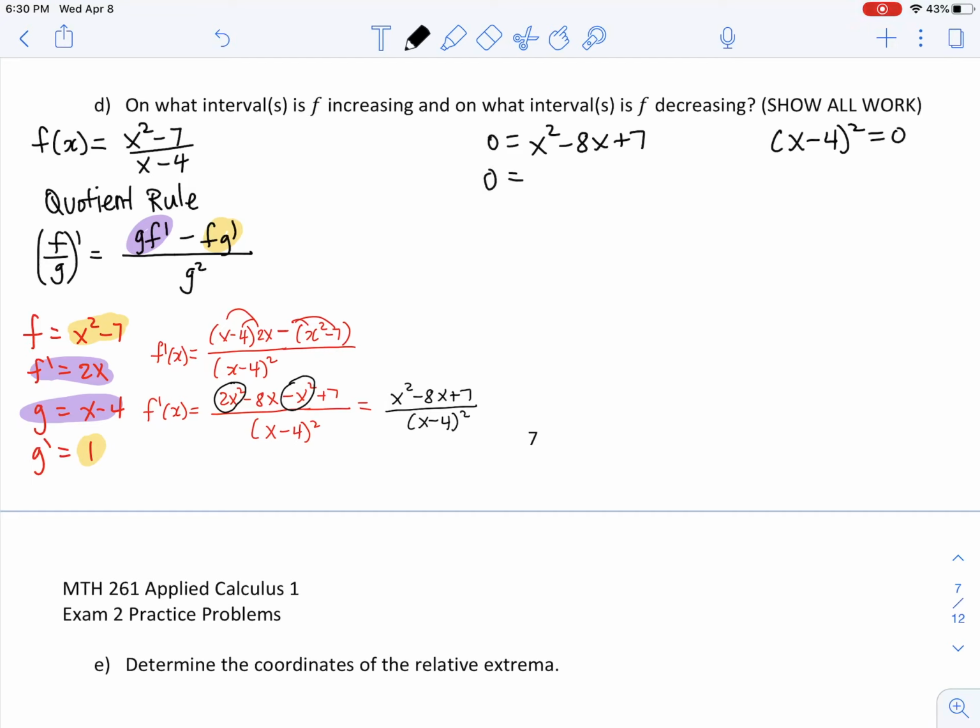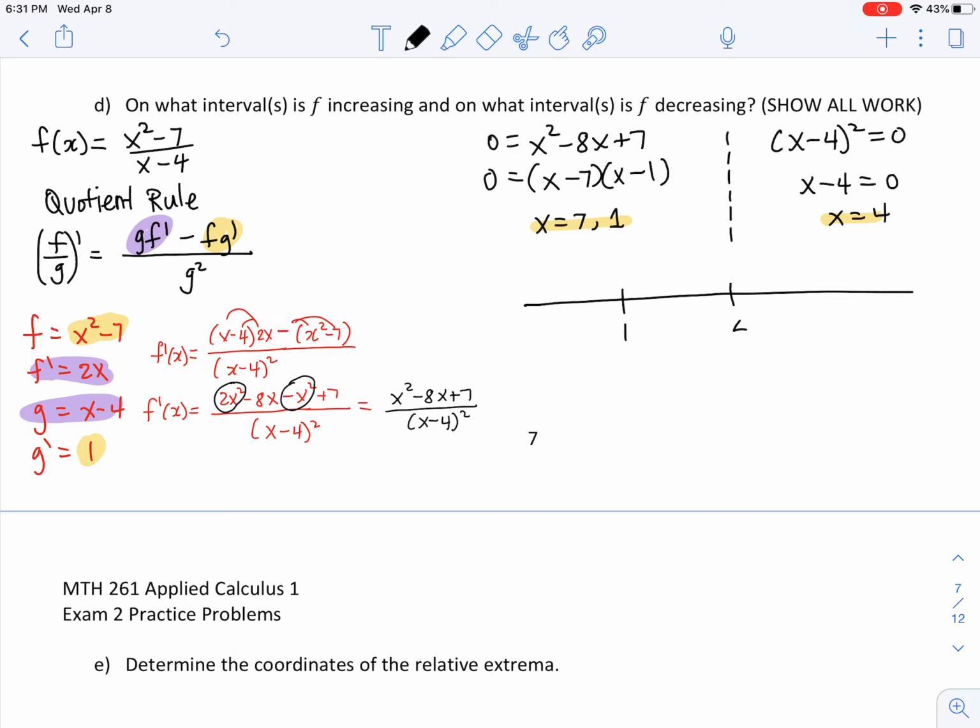So if you solve both of these, we may get a couple of critical values here, right? The two critical values that will make this derivative 0 are 7 and 1. Let's check this side. If you solve this for x, then you'll get x equals positive 4. Well, guess what? We got 3 critical values to plot, 1, 4, and 7, which divided our number line into how many sections? We got 1, 2, 3, 4 sections.